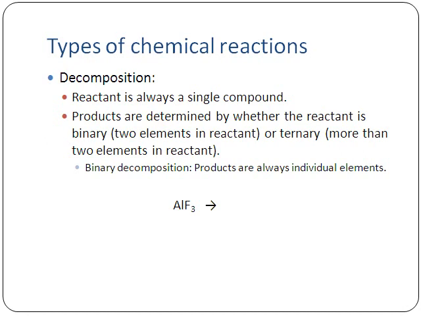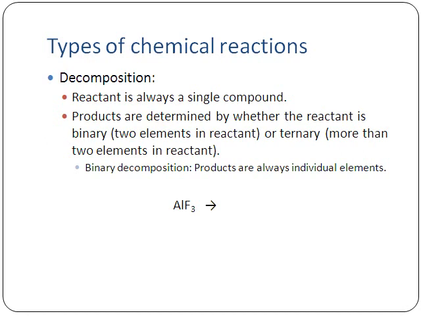Now the products, though, depend on whether the reactant is binary, that is, has two elements in it, or whether it's ternary, that is, it has more than two elements in that reactant. If you look at your predicting reaction products colored sheet, this is on the bottom half of the first page. We break this down into binary decomposition reactions and ternary decomposition reactions. Binary reactions are the simple ones, because if we have, say, AlF3, aluminum fluoride, and this is a binary decomposition, it's going to break up into its two individual atoms.